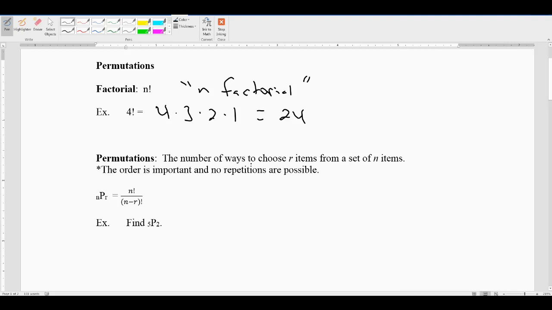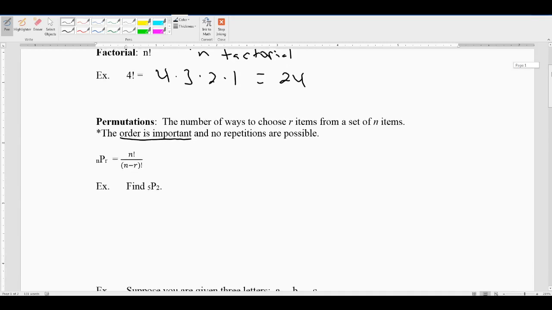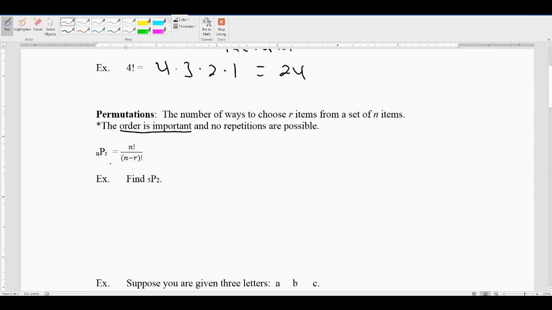Permutations is the number of ways to choose so many items from a bigger set of items. The main thing to remember is the order is important. The formula is given to be n factorial. Well, n is a bigger number, so we're choosing r items from a set of n items. So n is going to be the bigger number, or the same. R is going to be less than or equal to n always. So the formula is n factorial over the difference of n and r, n minus r factorial. Get that answer and then find the factorial of that.